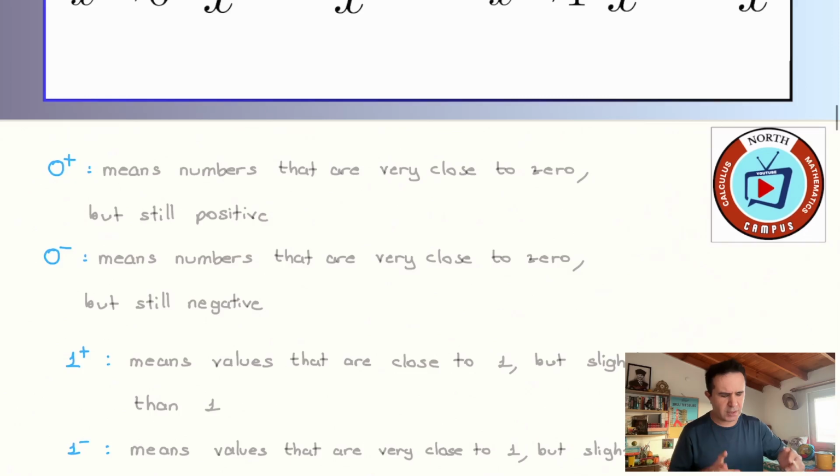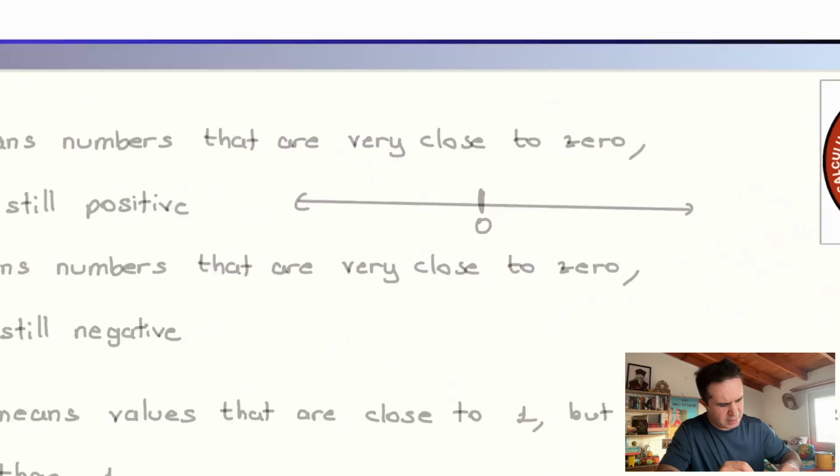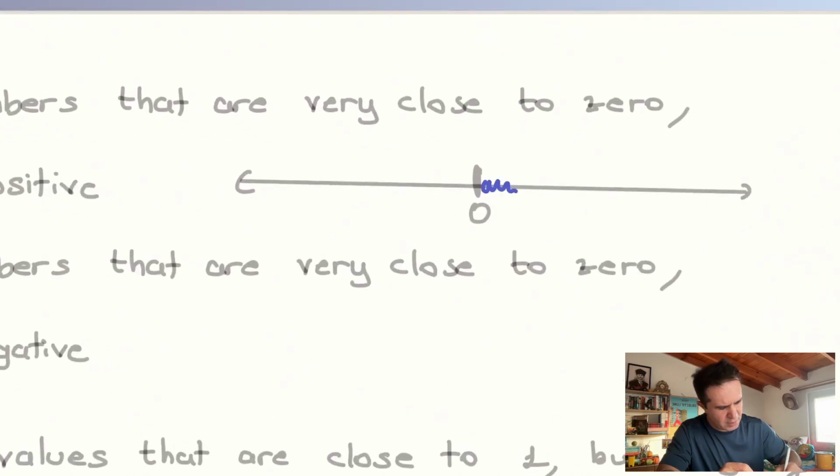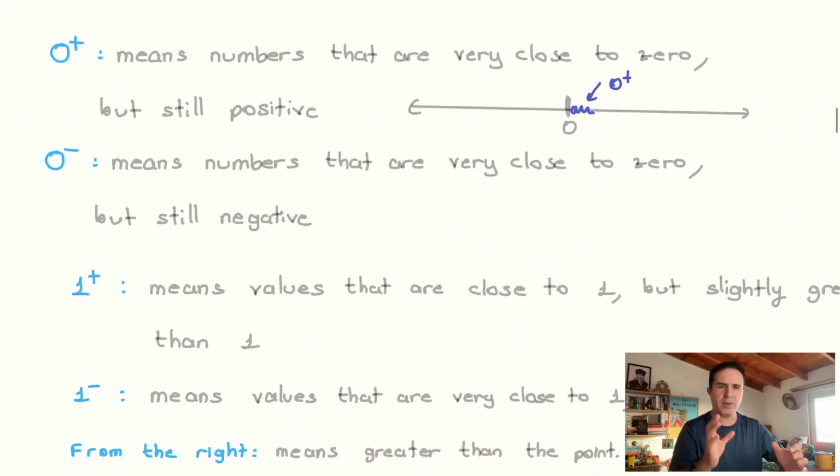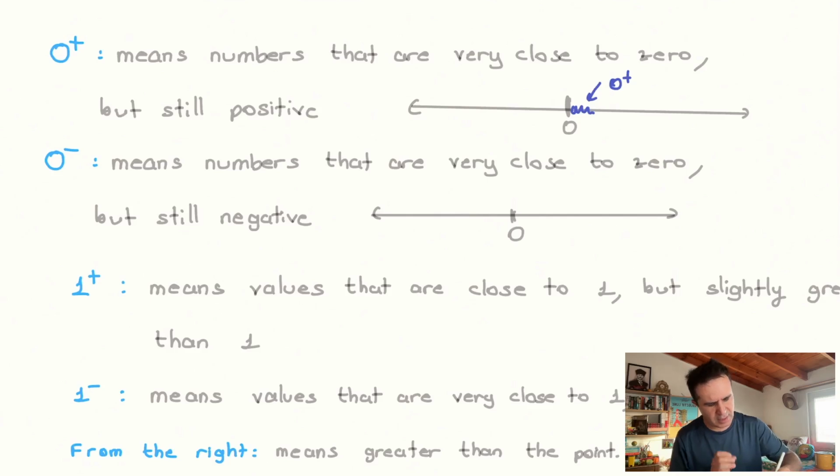solution. Firstly, 0 plus. 0 plus means numbers that are very close to 0 but still positive. Think that 0 is here and 0 plus are numbers here that are close to 0 but still positive. And 0 minus means the numbers that are again very close to 0. Here we have 0, and 0 minus are the numbers that are very close to 0 but negative.